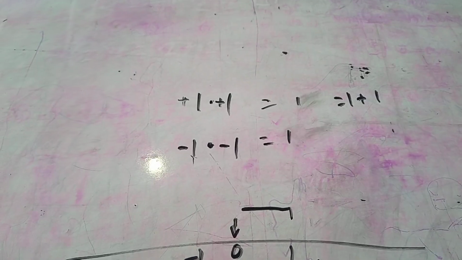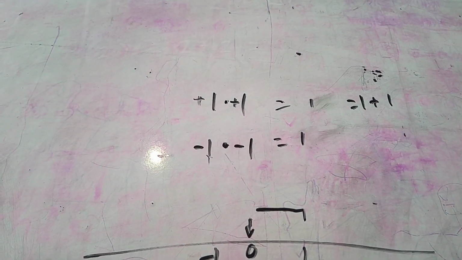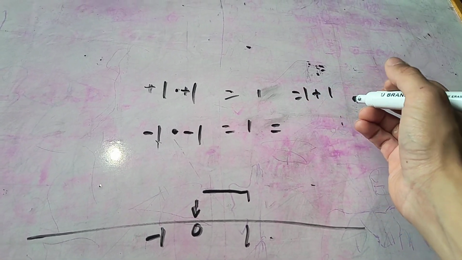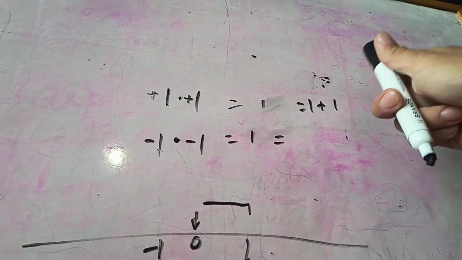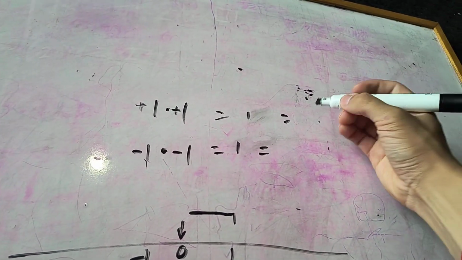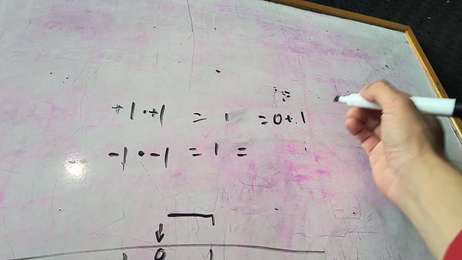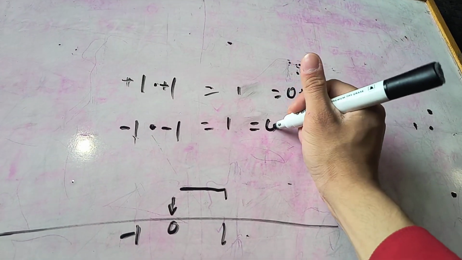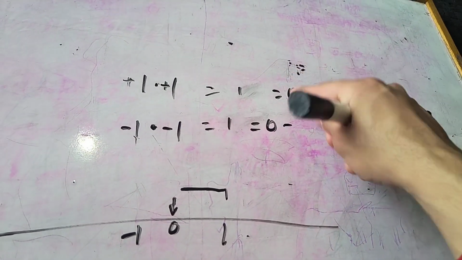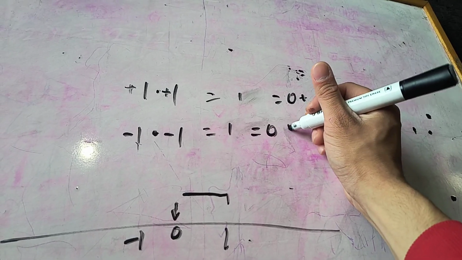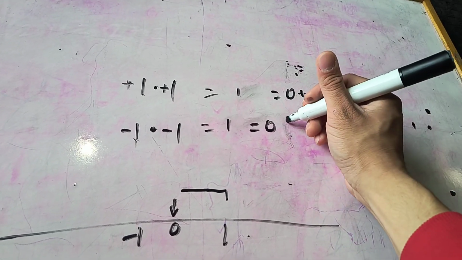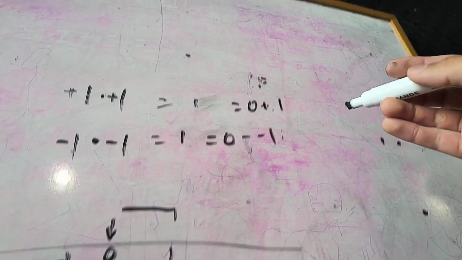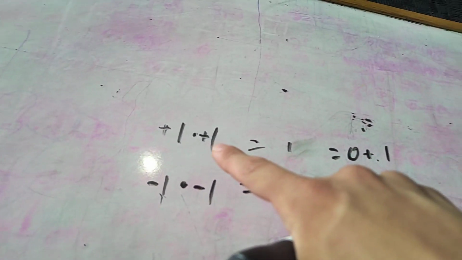This would be the same thing as saying negative 1 times negative 1 is the same thing as saying, sorry, this isn't right. This is supposed to be 0 plus 1, because you start at 0, plus 1. And then this would be the same thing as saying 0 minus 1. Now, the reason it's 0 minus 1 is because of this positive right here.